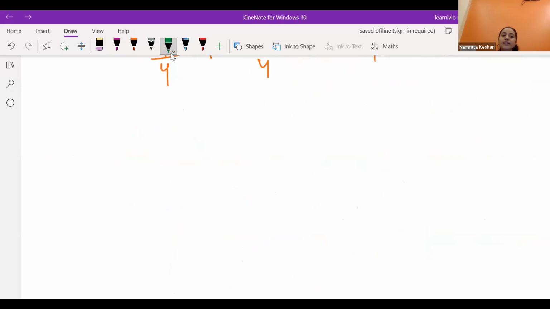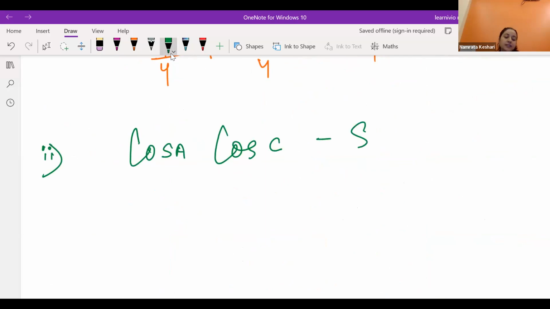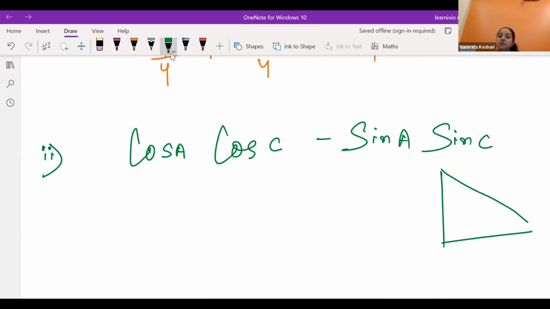If it is clear, then let's do the next part also. Cos A, cos C minus sin A, sin C. The given data is still same. That means, great, we can use the same right angle triangle, and with the help of Pythagoras theorem we have found the remaining side that we can use for this part also, because both are just sub part of the same question.